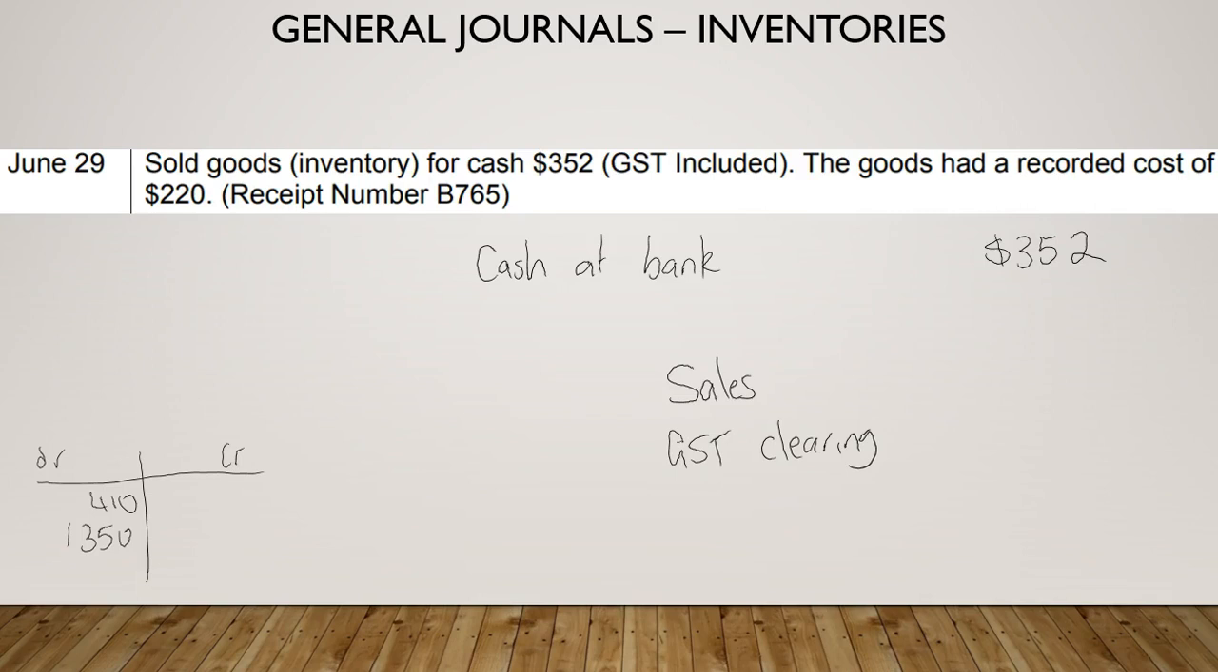Let me just divide that by 11. We've got $32 GST, which means we have $320 sales. So when this goes on the financial statement, sales is going to be our revenue, and we're going to take off all the expenses, and we're going to find how much money we've actually made. Cash at bank and GST clearing are going to go on the balance sheet, which is separate, has nothing to do with profit or loss.